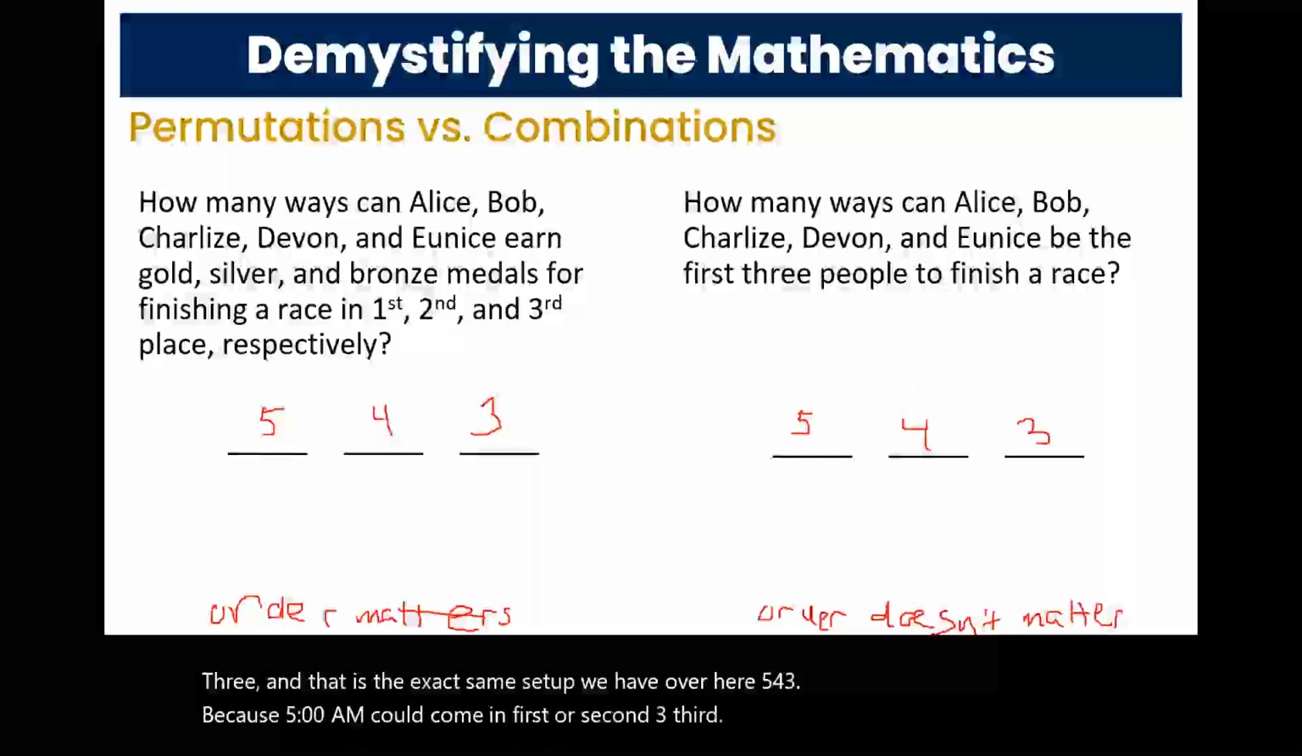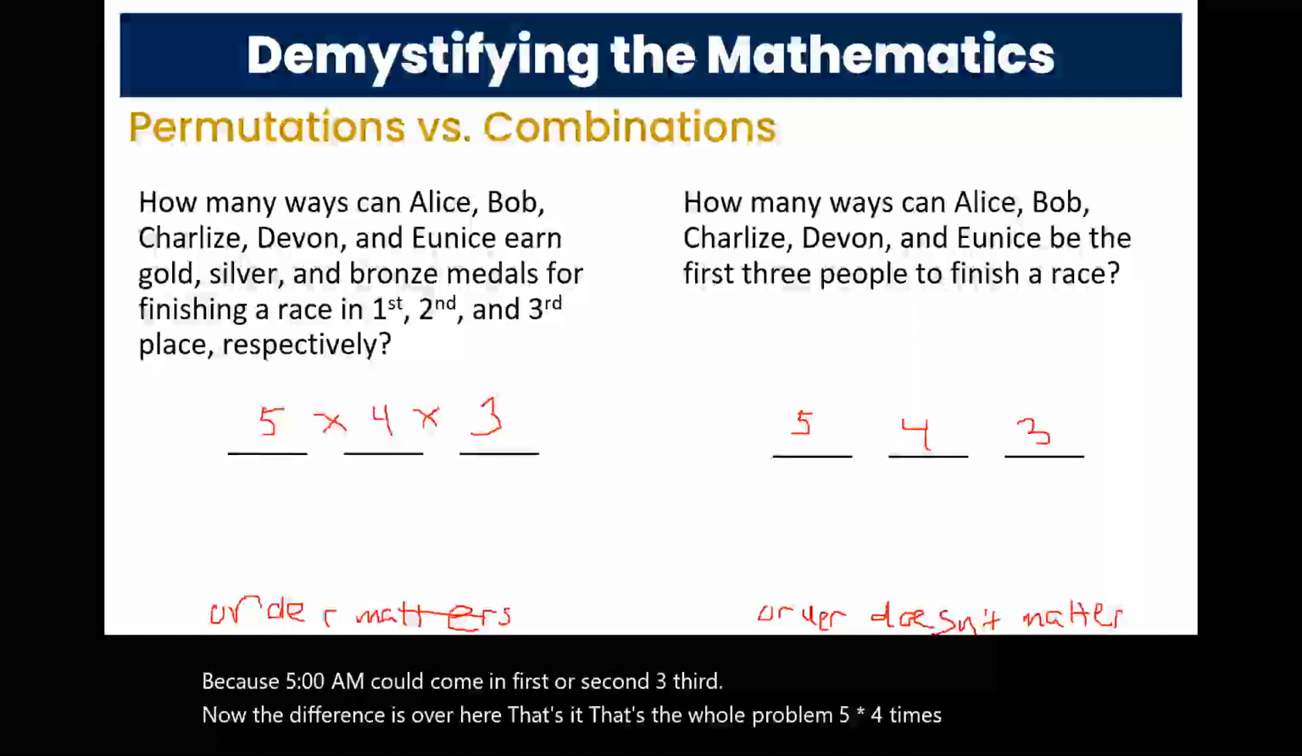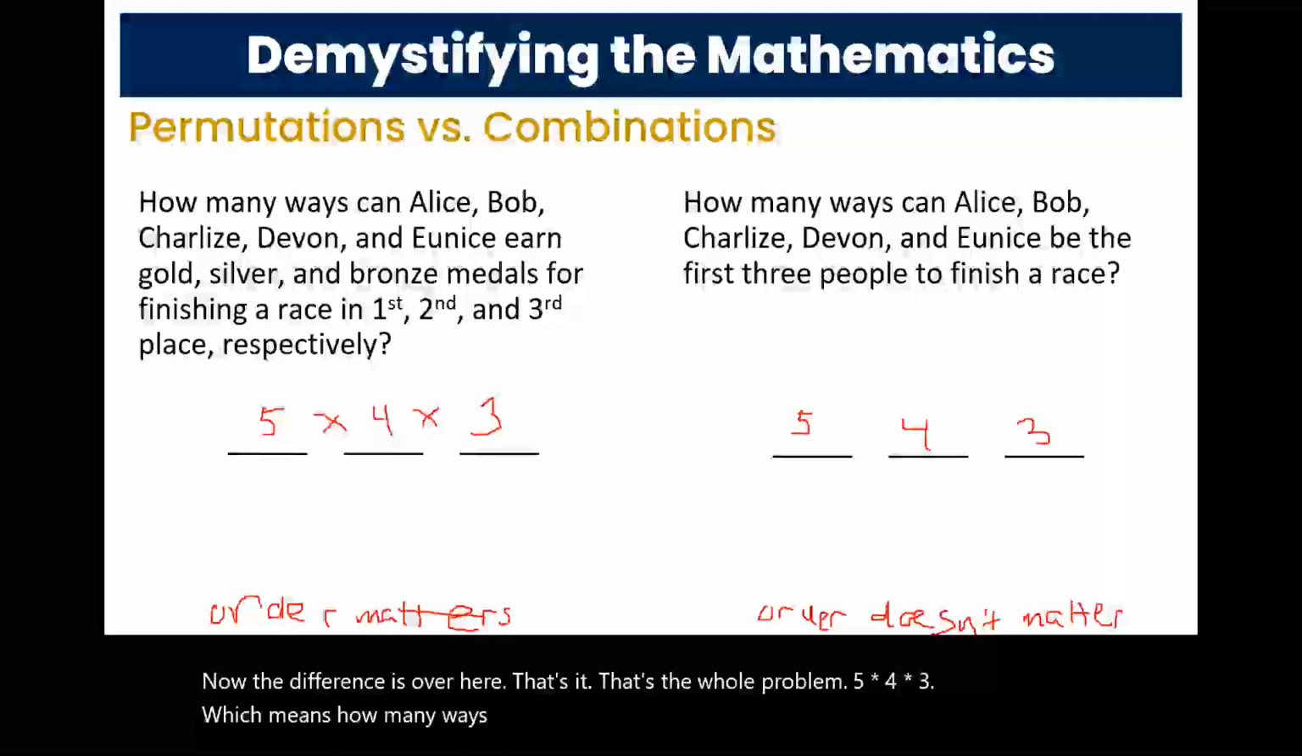Now the difference is over here, that's it. That's the whole problem. 5 times 4 times 3. Which means how many ways can these people come in first, second, and third? 60.